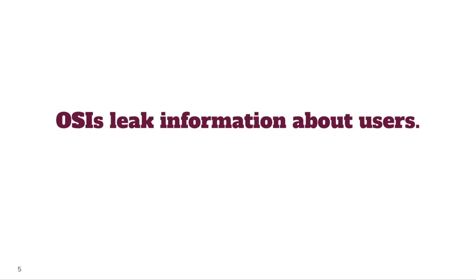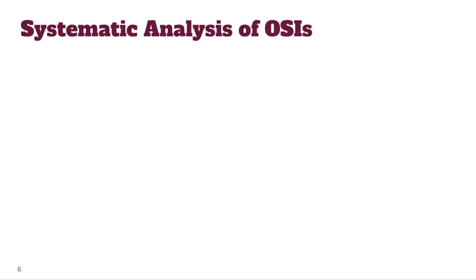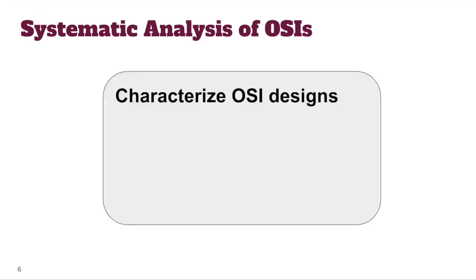So it's been established that OSIs can potentially leak lots of information about users. But how widely does this apply? And how do specific aspects of OSI's implementation affect users' privacy? Our goal with this study was to conduct a systematic analysis of OSIs that would allow us to consider how characteristics of OSIs might affect users' privacy.